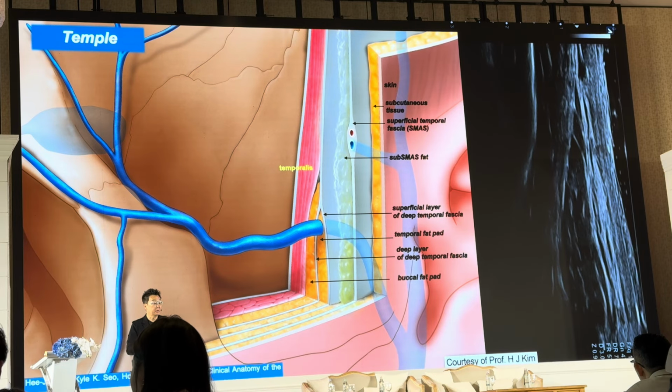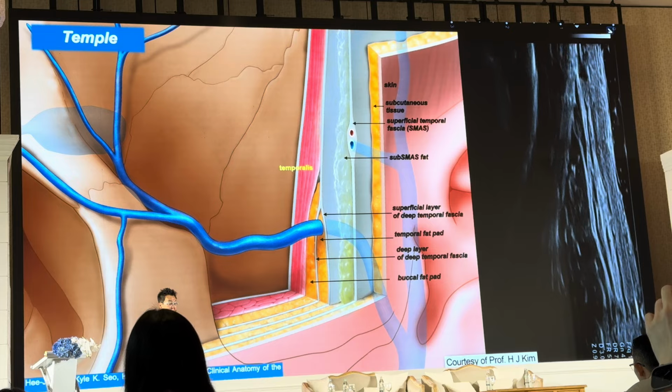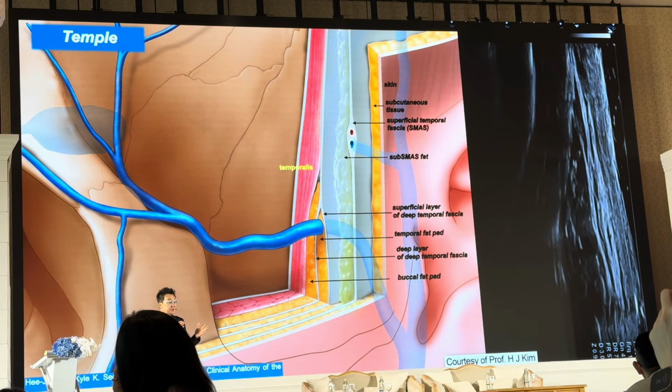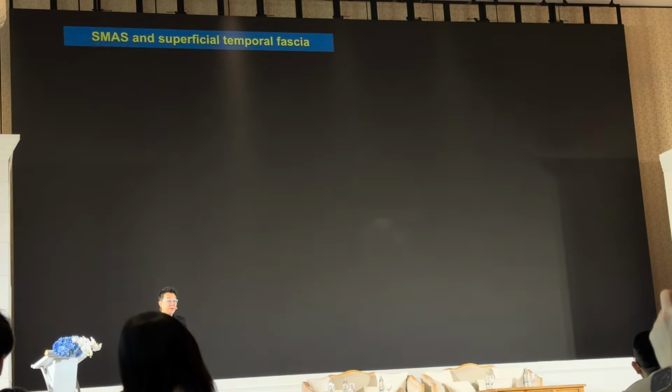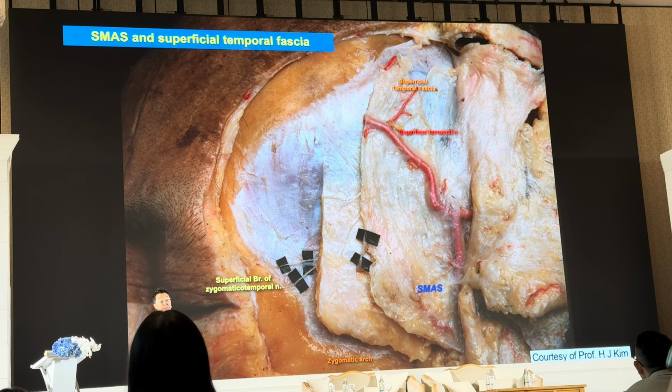Let's move on to the temple. The temple is not simple, it is very complicated. Even though you can demonstrate some layers of the temple structures, clinically we should understand the detailed fascial layers. So this is a dissection. I dissected the skin to show the SMAS plane, the superficial temporal fascia with the vessels, and deep to the SMAS, we can see the deep temporal fascia very well.